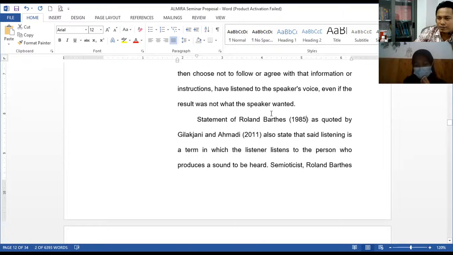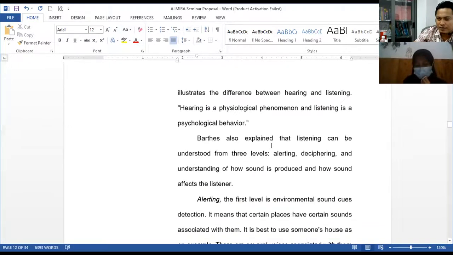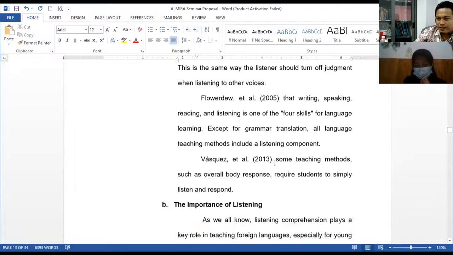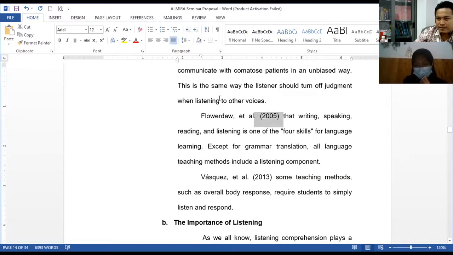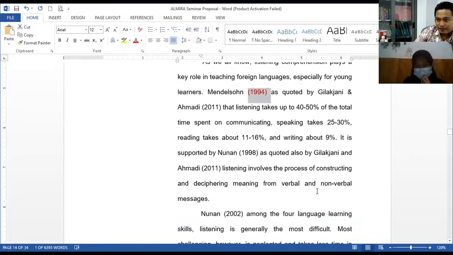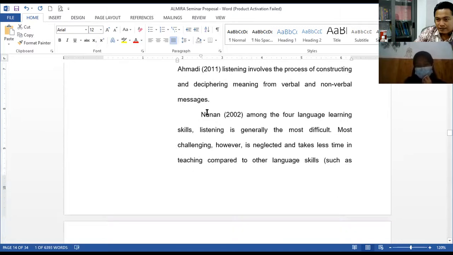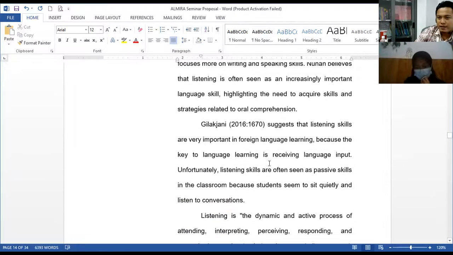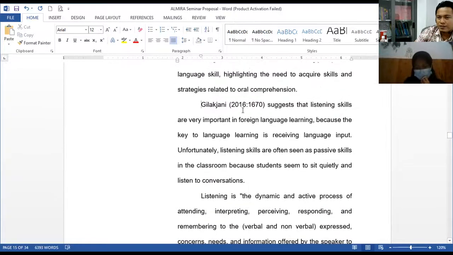And then look at this one also. I hate to see this kind of quotation. You have to revise it and try to find a new one. And then the importance of listening. Okay, Nunan: we have the book from 2012 or 2014, use that one. Use the new one. Okay, you can use this one.